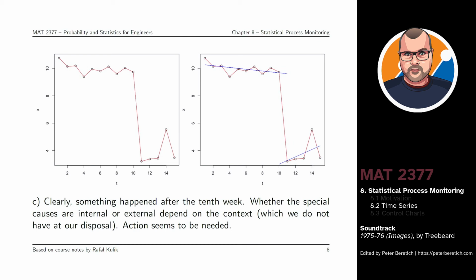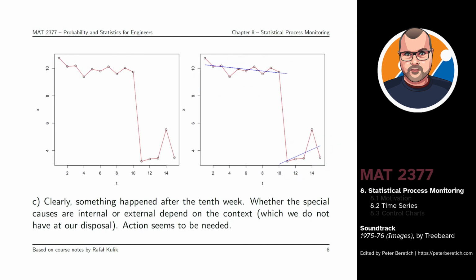Clearly, after the 10th week, something happened. What happened? We don't know. The special causes that caused this gigantic drop and the presence of a new normal here as opposed to the old normal, but we don't know if it's internal or external. This is not info that we have at our disposal. But definitely, if you look at the patterns here and the patterns here, they are not the same height anymore. There's been a shift in the trend level. You'd look at this and you'd think to yourself, some action is probably needed here. Or at least we need to look into this further.